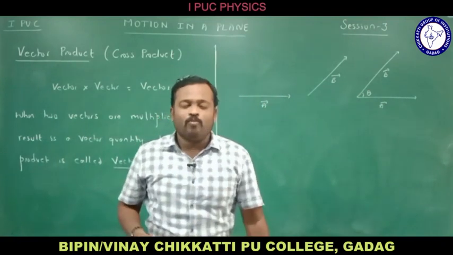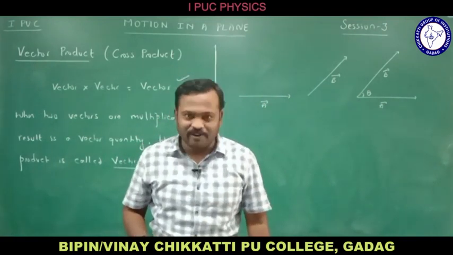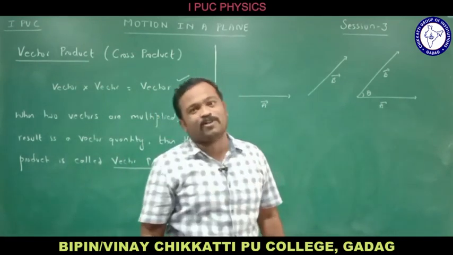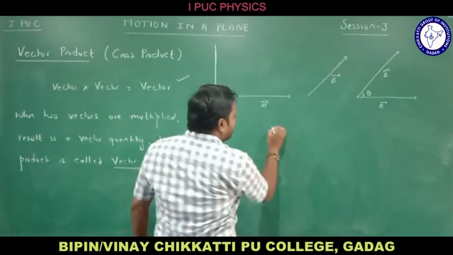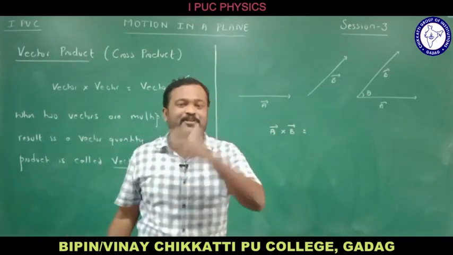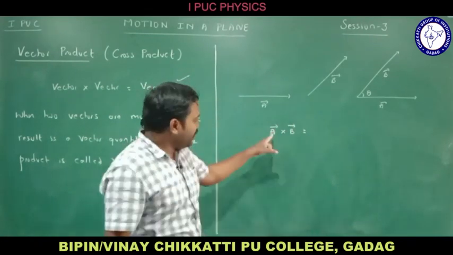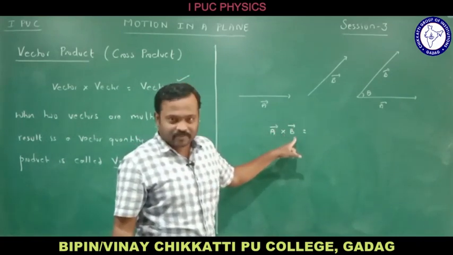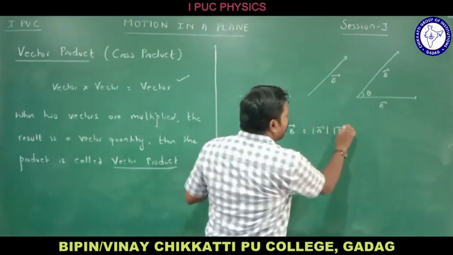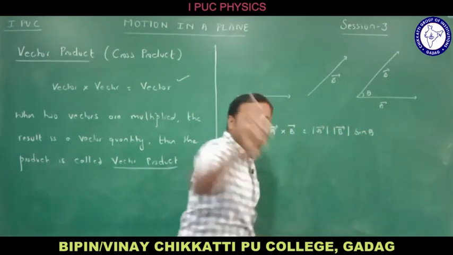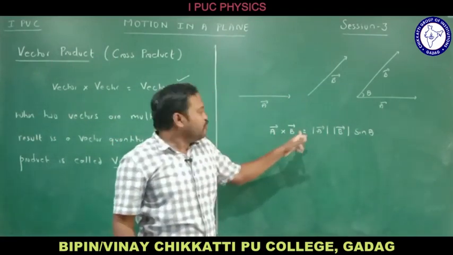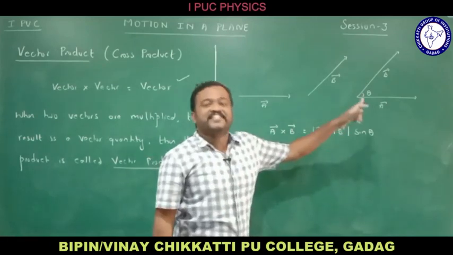Now what is A cross B? Do you remember? If the result is a vector, then it is called a cross product. We need to write it as cross here. Let me take A cross B, just to differentiate between scalar and vector product. In scalar product, I took A dot B. Now I am taking A cross B. So what is A cross B? That is modulus of A, modulus of B, sine theta. There we had cos theta, here we are having sine theta.